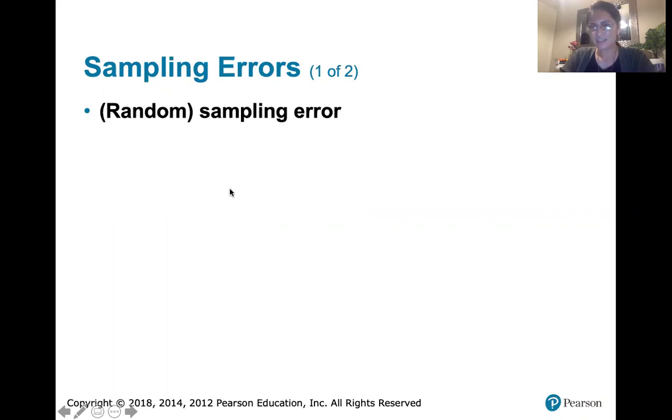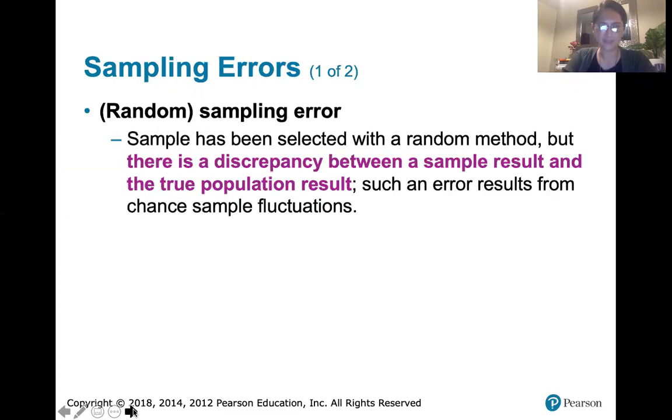Since we're not surveying everyone, or we don't have data for the entire population, there's going to be some error due to the fact that we're only looking at a sample. So this is our first type of sampling error. It's called random sampling error. This is the discrepancy between the sample result and the true population result.